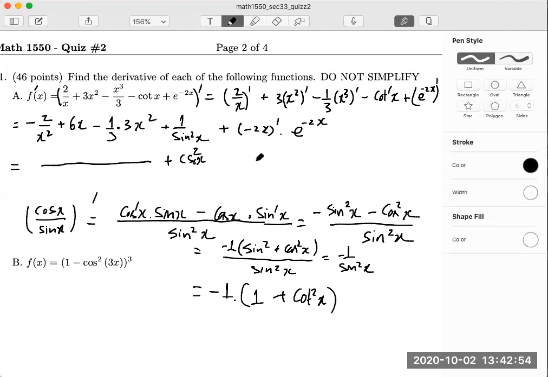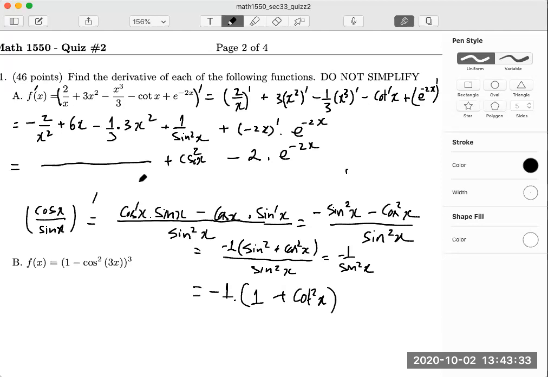And here, the derivative of negative 2x gives us, what is it? Yes, negative 2 times e to the negative 2x here, right? So this is the solution of this. Do it carefully, slowly, then we're good. We don't have to memorize much, okay? Is it clear?